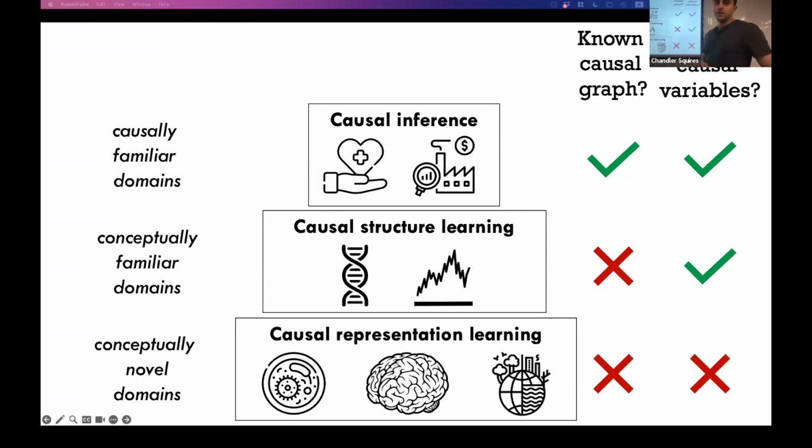And then finally, to really apply causality to all forms of domains and modern data sets, I think we need to move into conceptually novel domains, where we might also need to learn the causal variables. And I'm preaching to the choir with this group here. This is an important problem that many people are interested in studying.